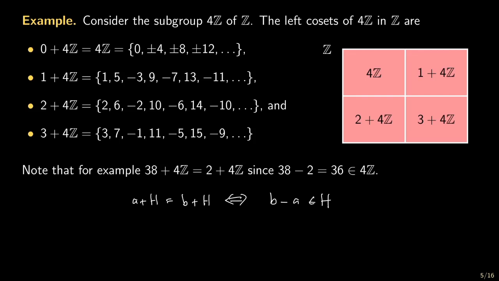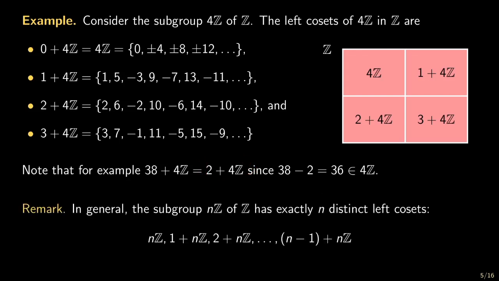Or it is safe to say that because 38 leaves a remainder of 2 when you divide by 4, then 38 can be found in the coset 2 plus 4z. Hence, 38 plus 4z is equal to 2 plus 4z. In general, the subgroup nZ of Z has exactly n distinct left cosets. They are nZ, 1 plus nZ, 2 plus nZ, and so on.